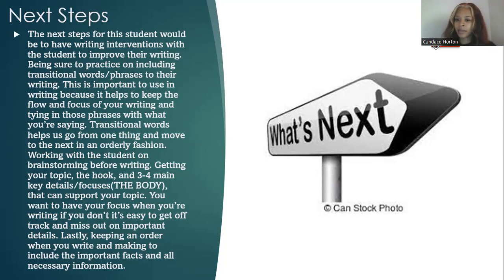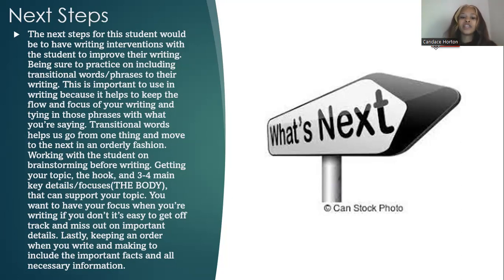So getting her topic. Next thing you know, you want to work on that hook, in which she had a hook. And then you want to get those 3 to 4 main details, also known as the focuses, for that body. This is helping to build upon your body that can help you to support your topic. And you want to have your focus when you're writing, because if you don't, like I said, it's easy for a reader to get sidetracked and become uninterested in your writing, and you don't want to miss out on important details that could really bring out your writing piece.